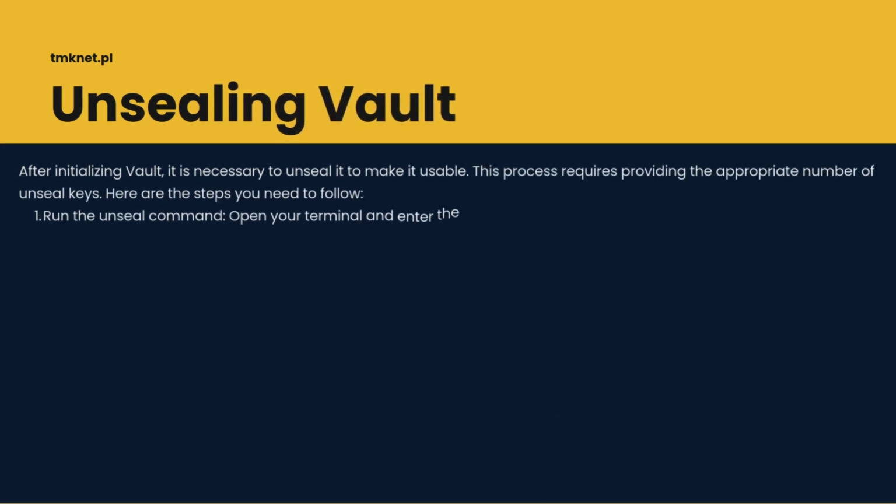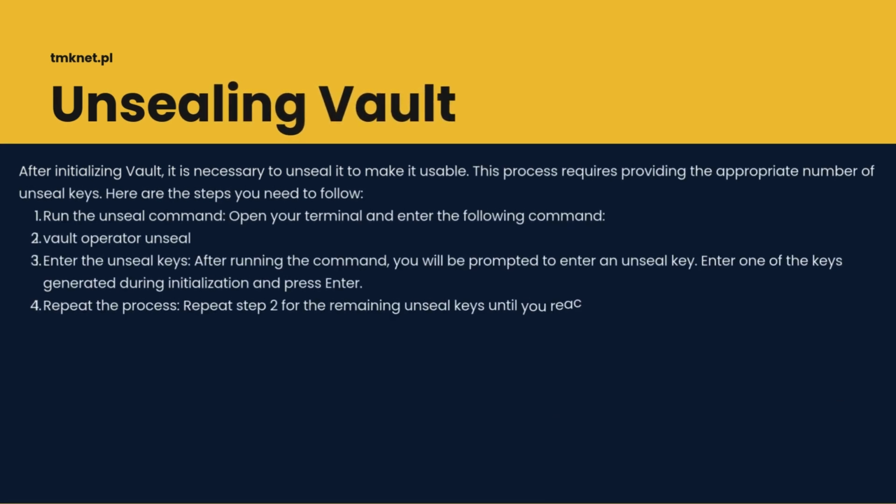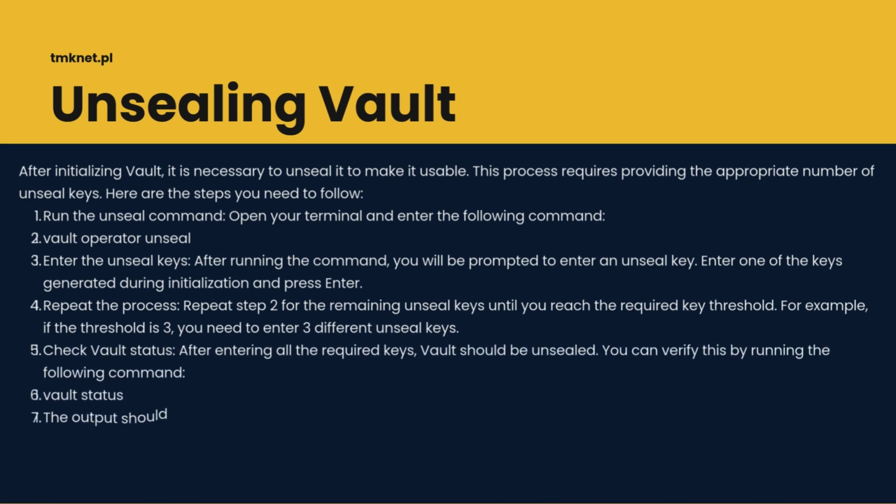Unsealing Vault. After initializing Vault, it is necessary to unseal it to make it usable. This process requires providing the appropriate number of unseal keys. Here are the steps you need to follow. Run the unseal command: open your terminal and enter the following command. vault operator unseal. Enter the unseal keys. After running the command, you will be prompted to enter an unseal key. Enter one of the keys generated during initialization and press enter. Repeat the process for the remaining unseal keys until you reach the required key threshold. For example, if the threshold is 3, you need to enter 3 different unseal keys.